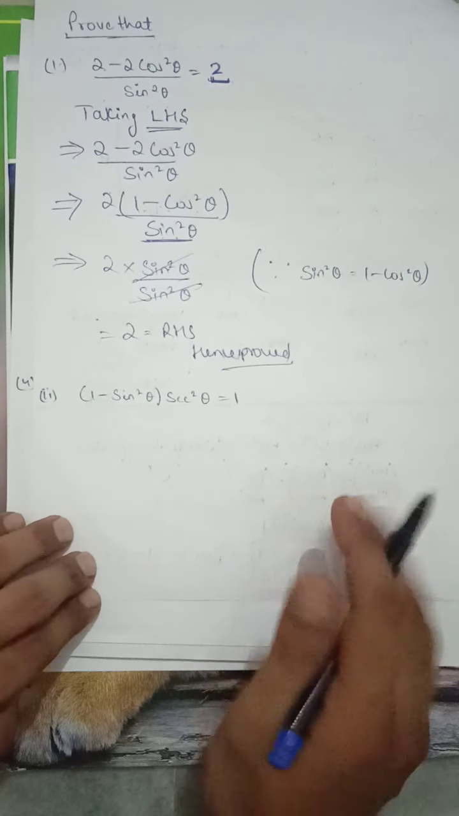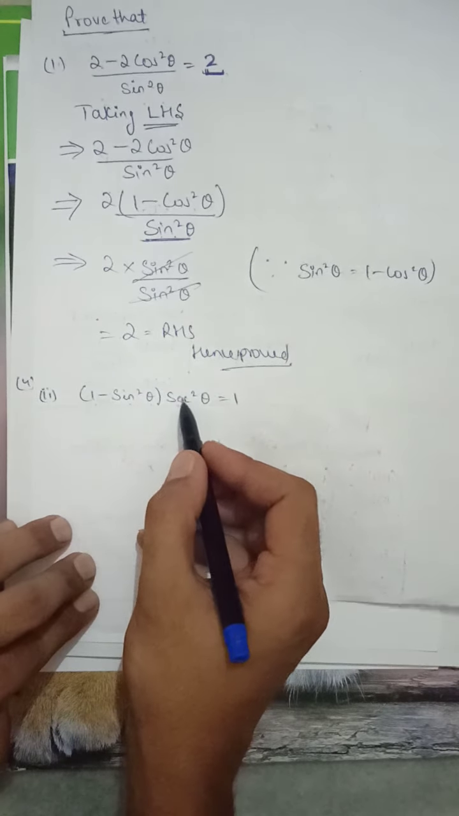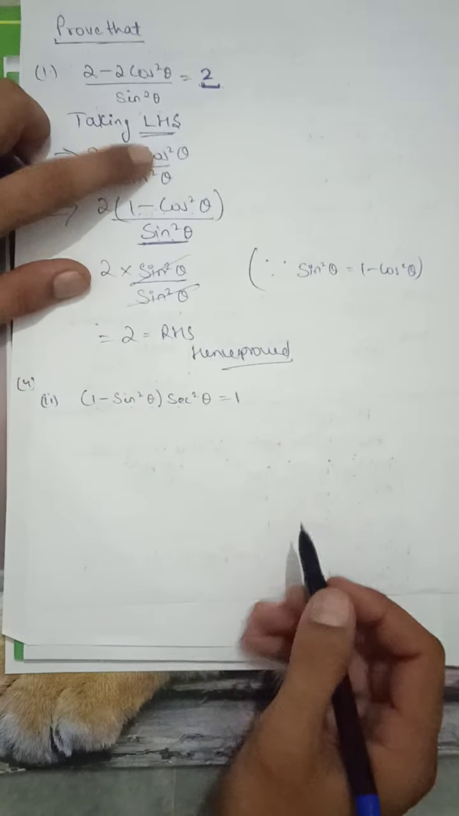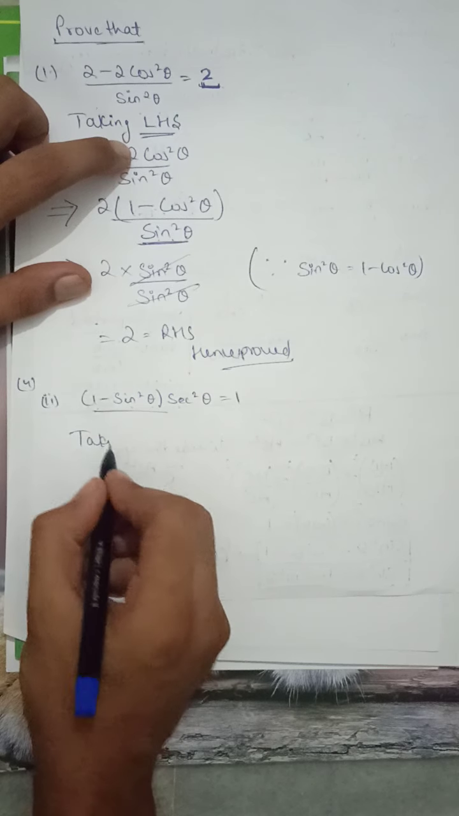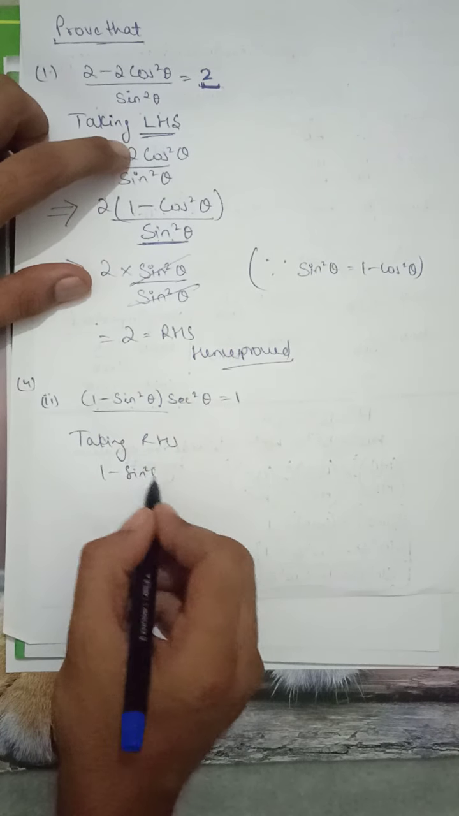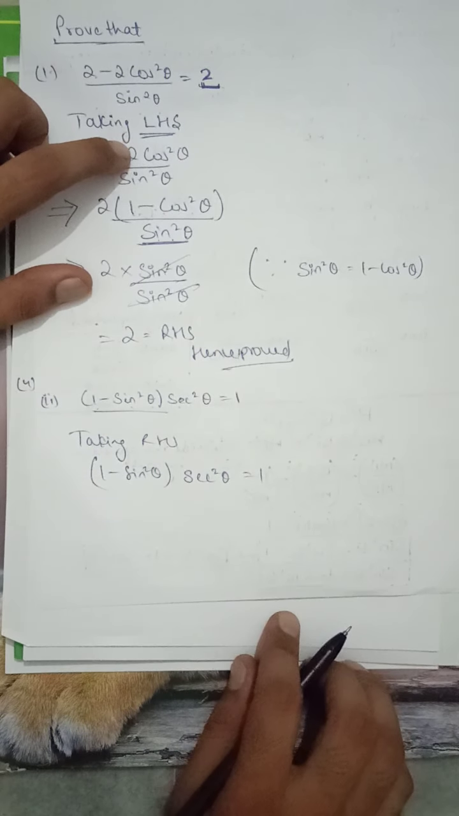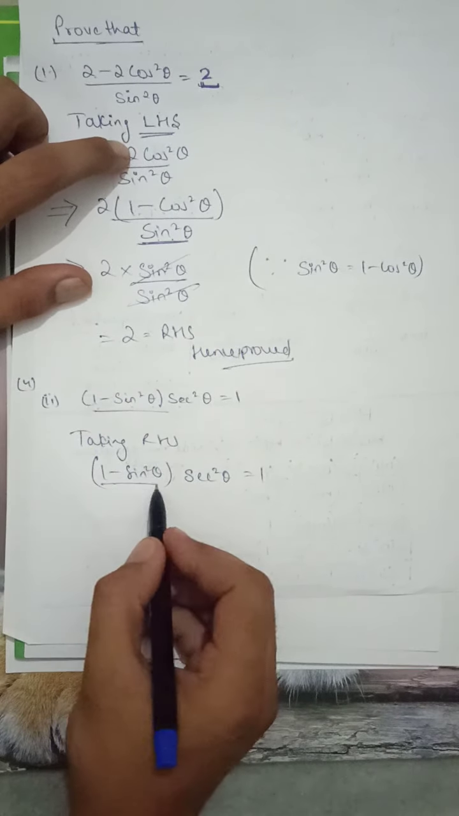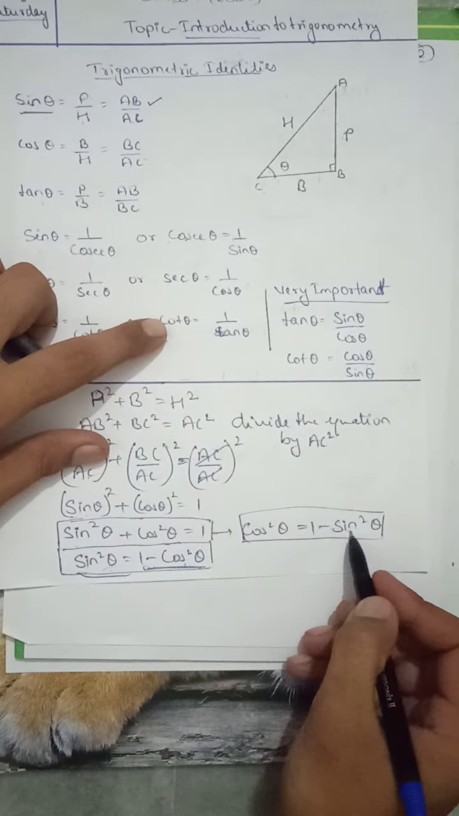Now coming to the next question. 1 minus sin square theta into secant square theta is equal to 1. First taking RHS, 1 minus sin square theta into sec square theta is equal to 1. 1 minus sin square theta, we used it in the previous formula also. 1 minus sin square theta is cos square theta.